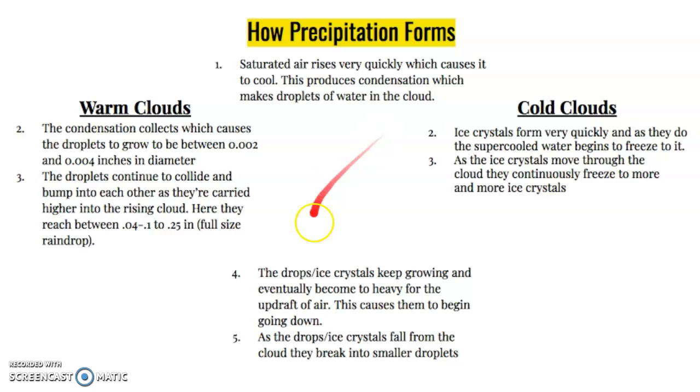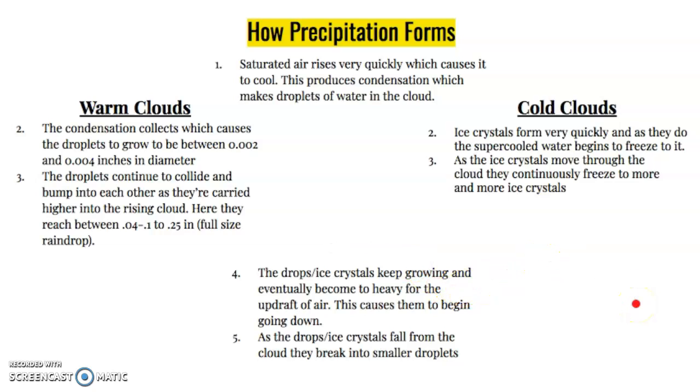Like I said, by step 4, we come back together, so no matter whether you're a warm cloud or a cold cloud, the 4th step is that the raindrops or ice crystals continue to grow, and eventually they become too heavy for the updraft of air. This means they're going to start to fall, because the updraft can't carry them. After that happens, as they drop, the raindrops and the ice crystals fall, and they break into even smaller droplets.